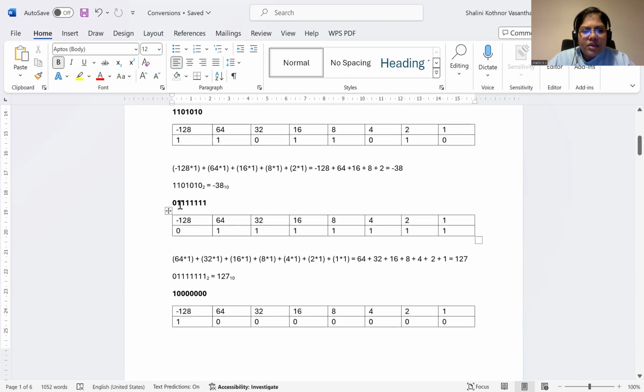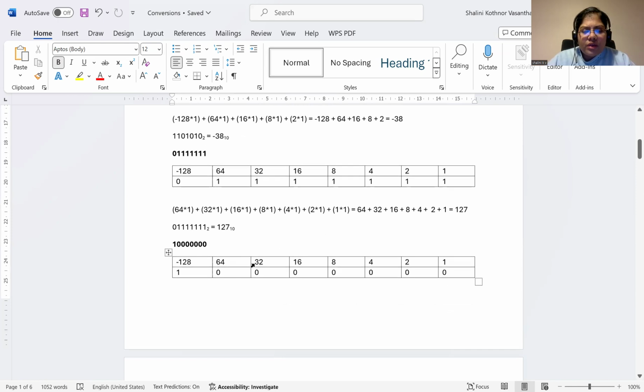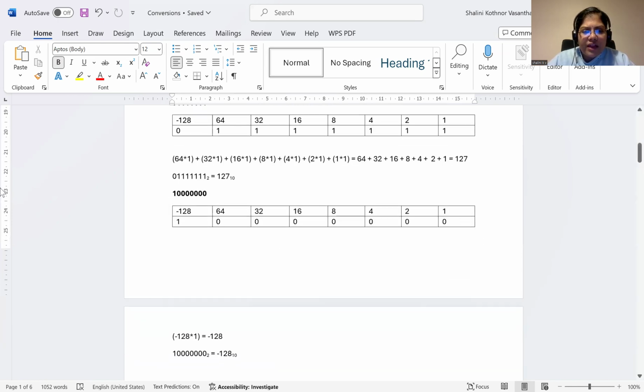Next value: 0 and 7 times 1 we are having. So after placing it, we know that it is a positive number because 128 is not considered and the first bit is equal to 0. Okay, next once we add up all the values, we are going to get 127. Okay, so that's the corresponding denary value.